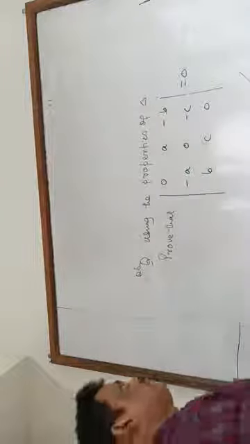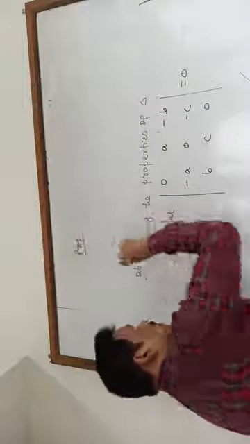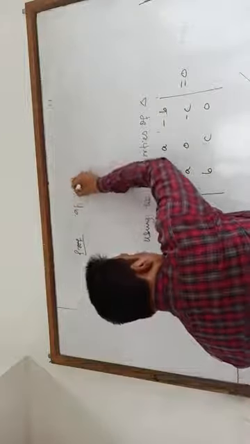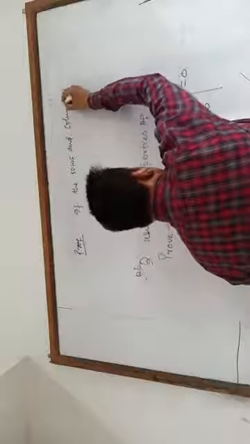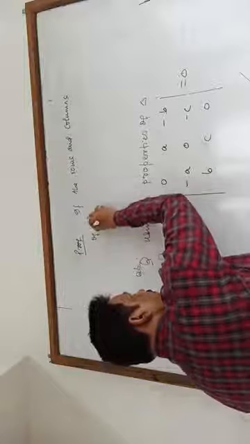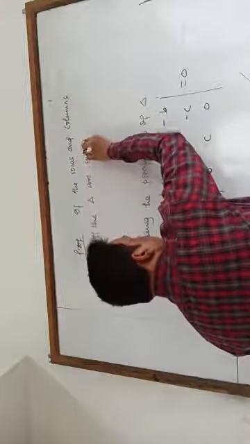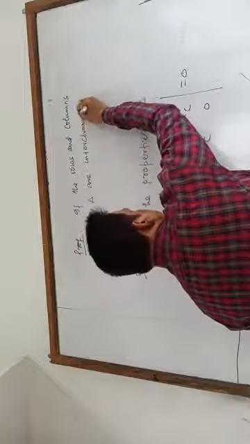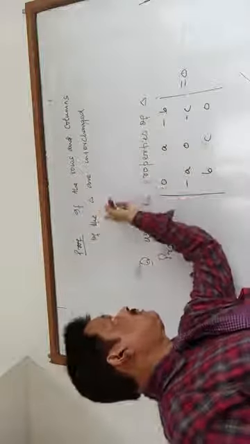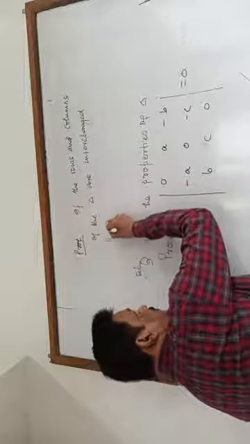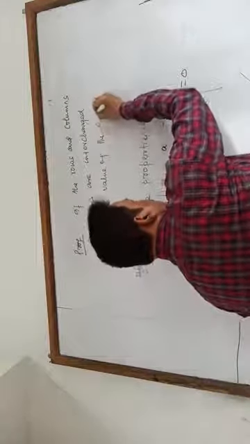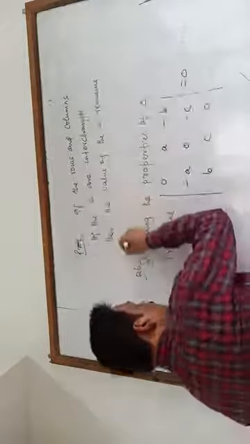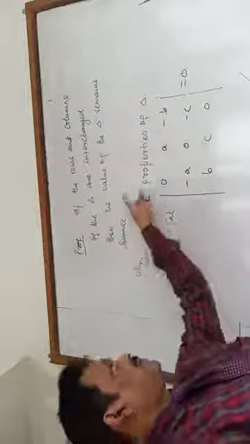So look at the technique here. What method do I have to follow? One of the properties I have given you: if the rows and columns of the determinant are interchanged, then the value of the determinant remains the same.